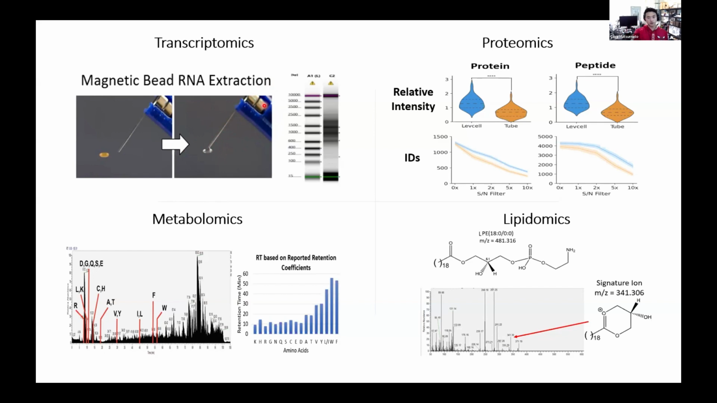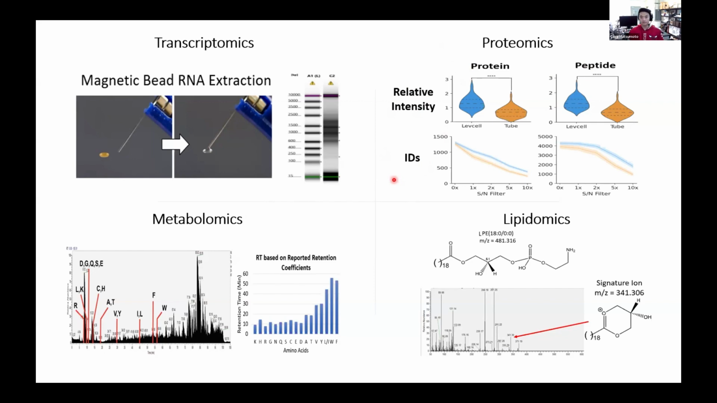So other than the transcriptomics data that you see here, it's important to note that the proteomics, metabolomics, and lipidomics data are from real single cells processed in the LevCell. What we did is compare 50 single cells processed in the LevCell versus 50 single cells processed in the tube. If we take a look at the proteomics data in terms of protein and peptide intensities as well as identifications, the LevCell processed samples outperformed the tube processed samples. What this means is that we're assessing more analytes, resulting in greater intensity and more identifications because we're not losing anything to tube binding.